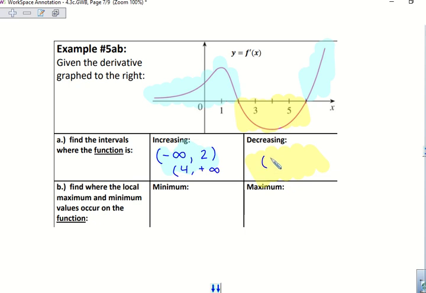And then it's decreasing from 2 to 6, not 4 to 6. And it's increasing from 6 to positive infinity.